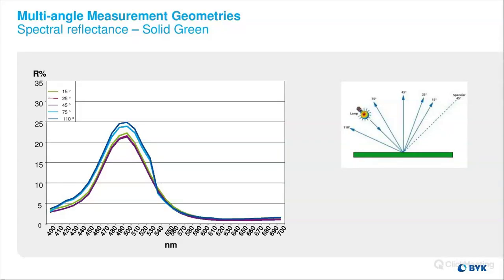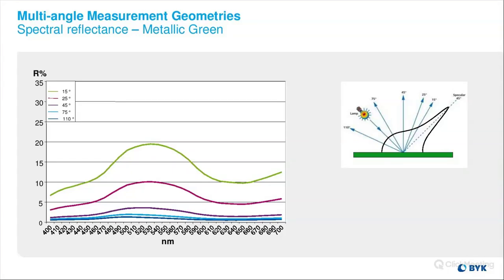So looking at a spectral reflectance curve, which is thought of as the fingerprint of a color, we see that with a typical solid green color, we're going to get fairly close values across all the angles because not much is changing. The solid green or solid color, it's going to be the same no matter what angle you're looking at. So you expect to see all of your curves just right on top of each other.